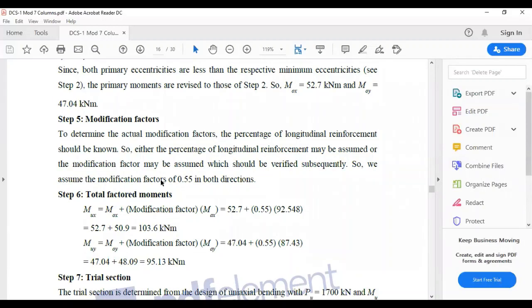Next step is modification factor. To determine the actual modification factors, the percentage of longitudinal reinforcement should be known. So either the percentage of longitudinal reinforcement may be assumed or the modification factor may be assumed, which should be verified subsequently. So we assume the modification factor of 0.55 in both directions.